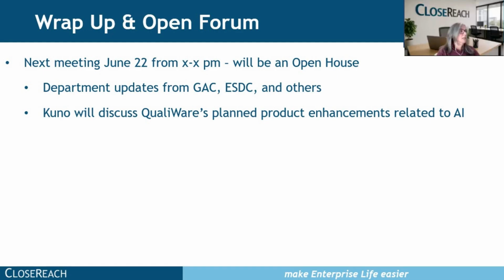Our next meeting, based on the polling, it was a 4% difference, 52% for 1 p.m., 48% for 2 p.m. So the 1 p.m.ers won. So the next meeting will be June 22nd from 1 to 3. It will be an open house, but there will be a link for those of you who want to join remotely. But we do encourage you to come to our open house.